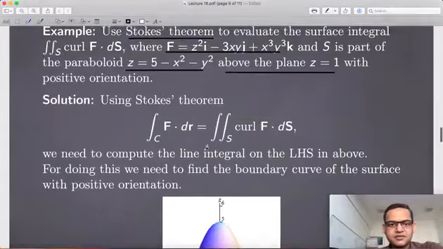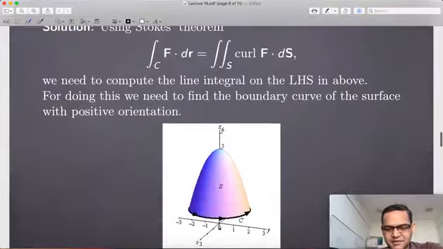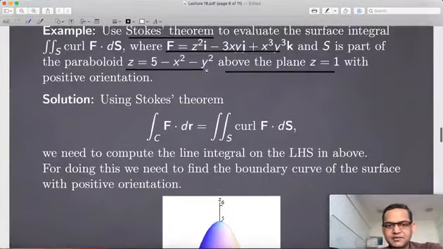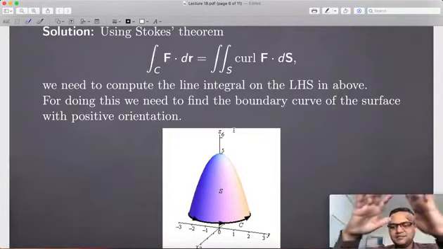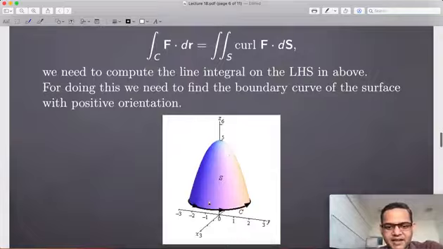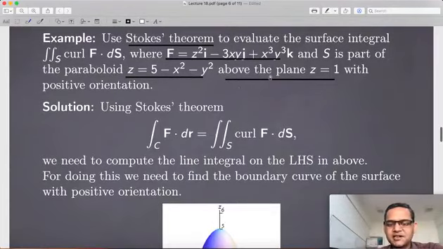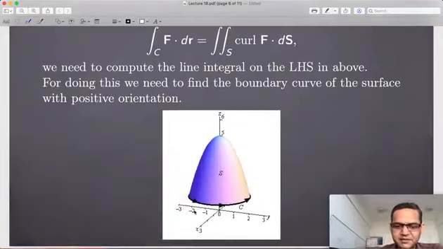Okay, so if I have x and y equal to 0 here, then I get z equals 5. So this is like a bowl, or upside down, and this is cut by this plane. So you are only interested in the part of this thing which is above z equals 1. Okay, so this is the plane.